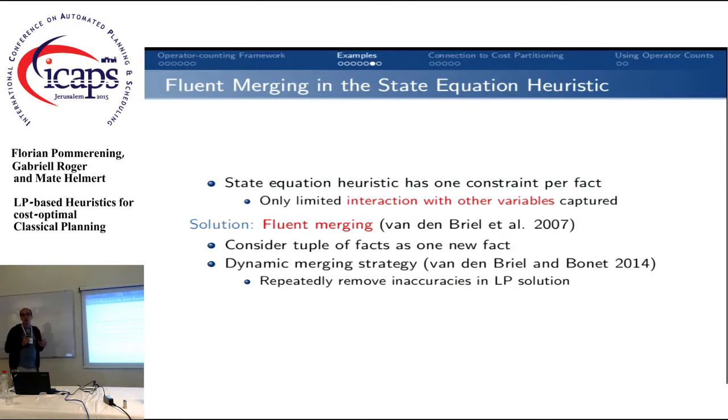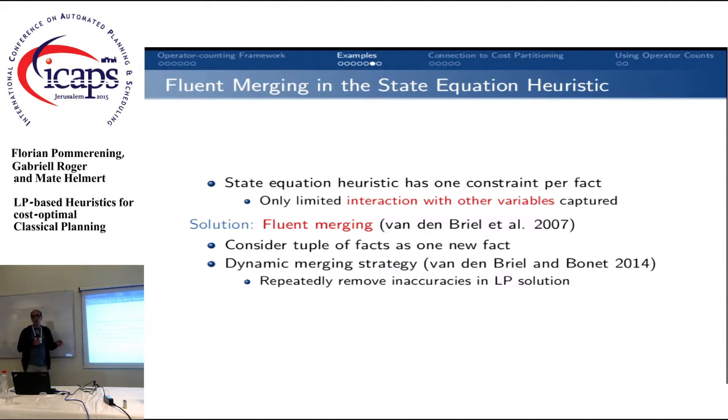Okay, before I go to the last example, I want to say one more thing about the state equation heuristic. And that is about cases where the state equation heuristic doesn't capture the information of the planning task, so where it makes errors. These errors are caused by the fact that the state equation heuristic only considers one constraint per variable. And there is interaction between these constraints, but it is limited. So the interaction that you can capture between different variables is very limited in the state equation heuristic.